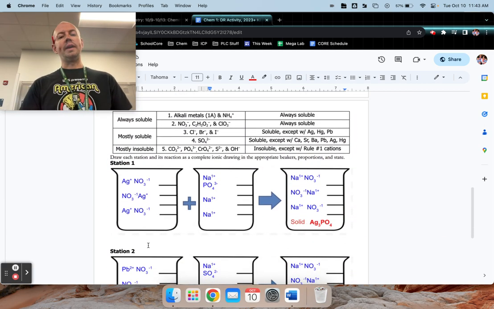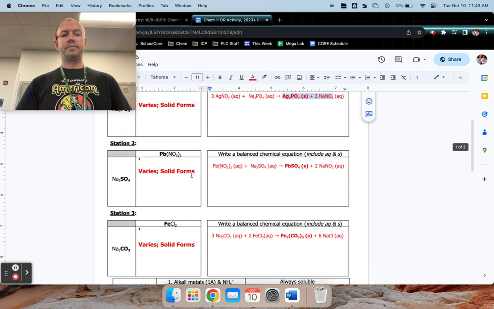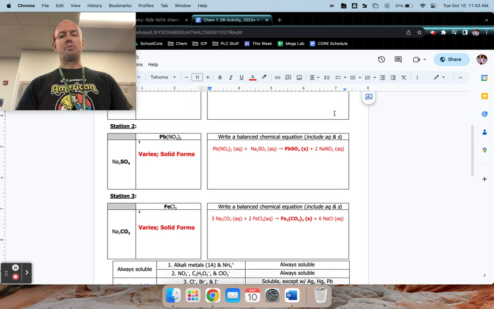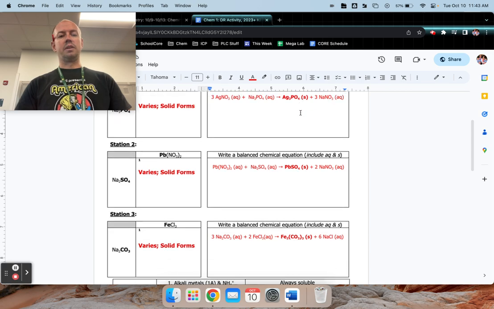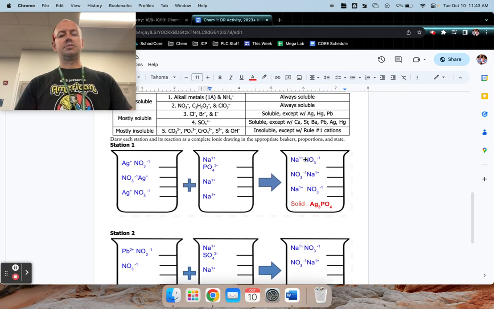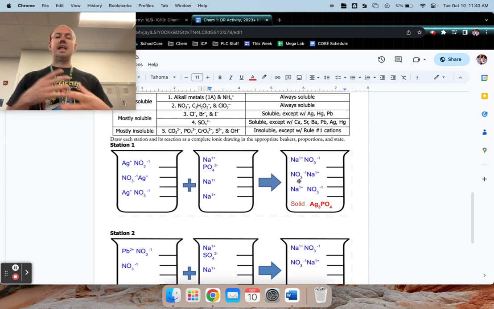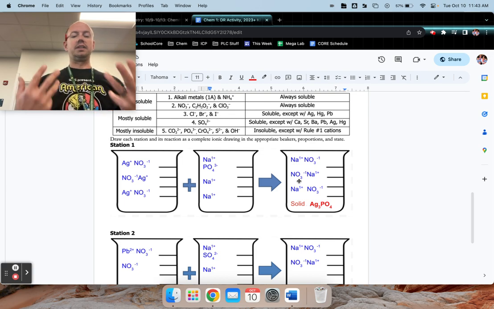Just like in the notes, we can turn each of those reactions into an ionic drawing. Our silver nitrate up here is aqueous, and there's three of them, so I showed three silver and three nitrate ions. My sodium phosphate was aqueous, so I show sodium ions and phosphate ions in the correct 3-to-1 ratio. My products were three of these and one of those. So I have three sodium nitrate, sodium nitrate, sodium nitrate. I am showing them separate because they're aqueous. That's what aqueous means: dissolved, separated, and dissociated.